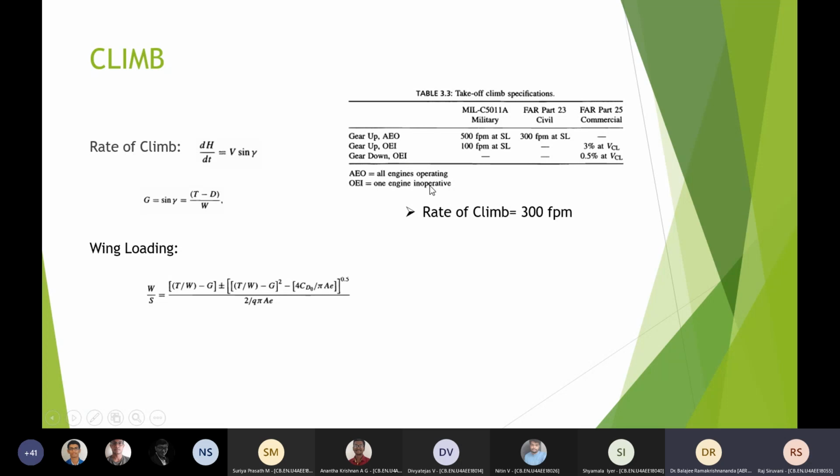Sir, we assume the rate of climb from the table. What is it? What type of aircraft is yours? Regional short haul aircraft. Does it have passengers inside? Yes, sir. So don't take that. Take FAR Part 25, commercial. 25, sir.